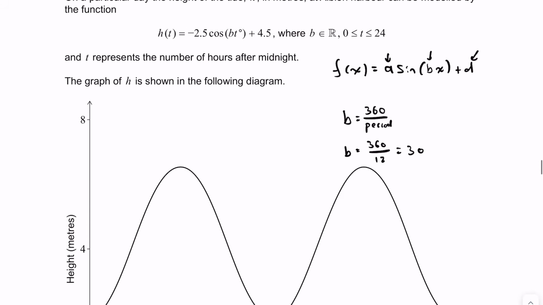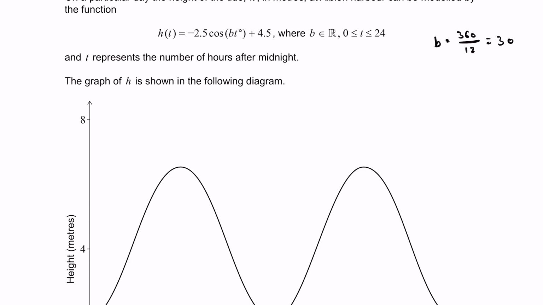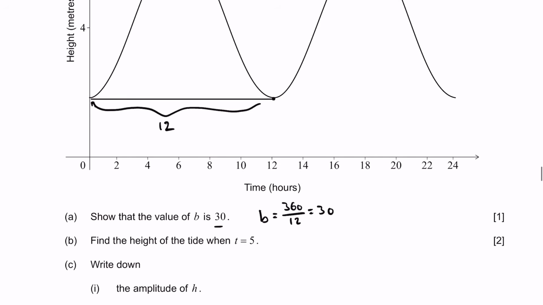So let's go ahead and do that. I'm actually going to erase some of this here and just clear up some space, and I'll use this space right here. Okay. So our function right here is h of t equals negative 2.5 cos, and we confirmed that b was equal to 30, plus 4.5. And down here they're asking us to find the height when t is equal to 5.